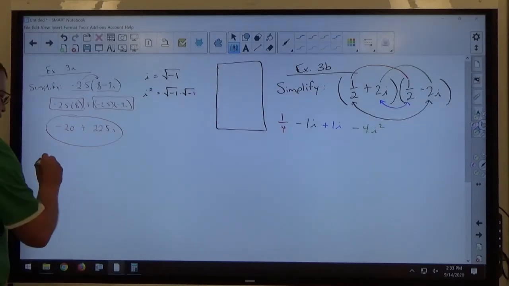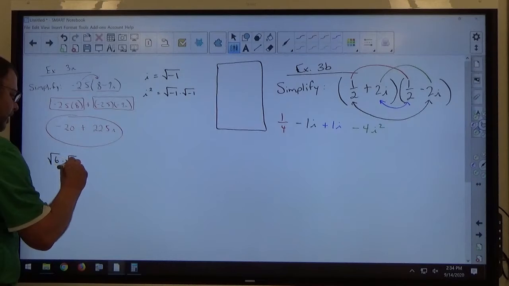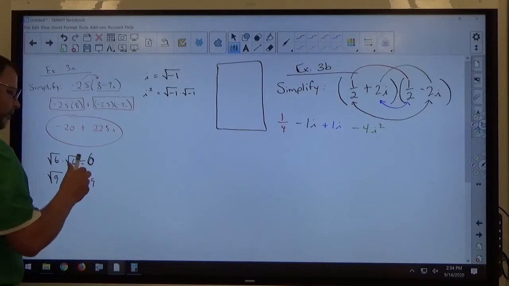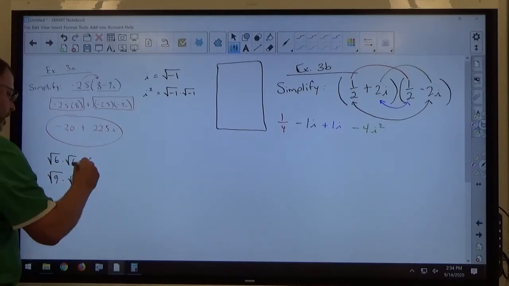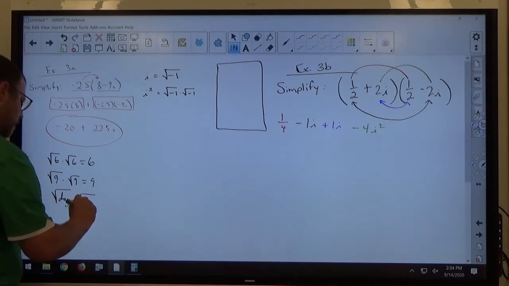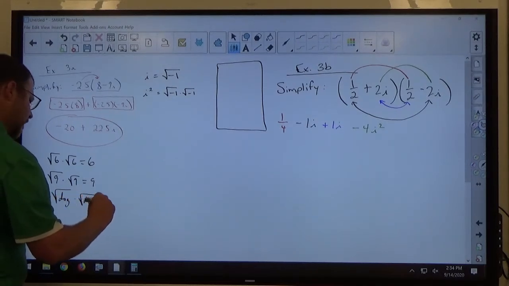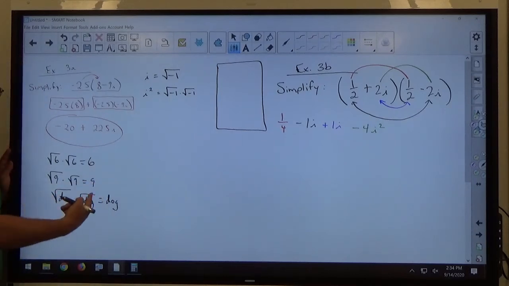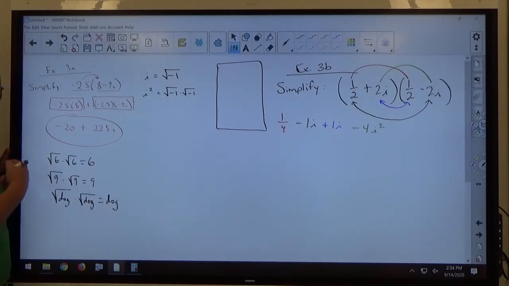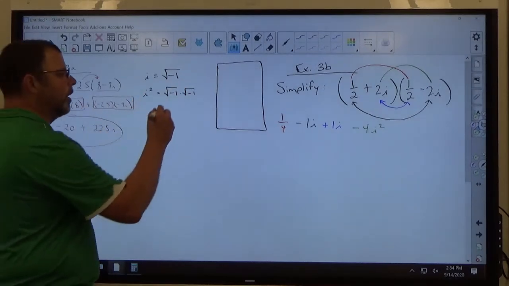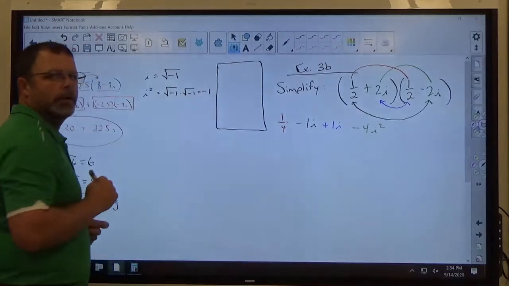So for example, if I have the square root of 6 times the square root of 6, I get 6. If I get the square root of 9 times the square root of 9, that equals 9. If I did the square root of dog times the square root of dog, I get dog. It doesn't matter what's underneath the radicals. When you multiply a radical by itself, you get what's underneath the radical as the outcome, right? So when we're doing the square root of -1 times the square root of -1, it's going to equal -1.